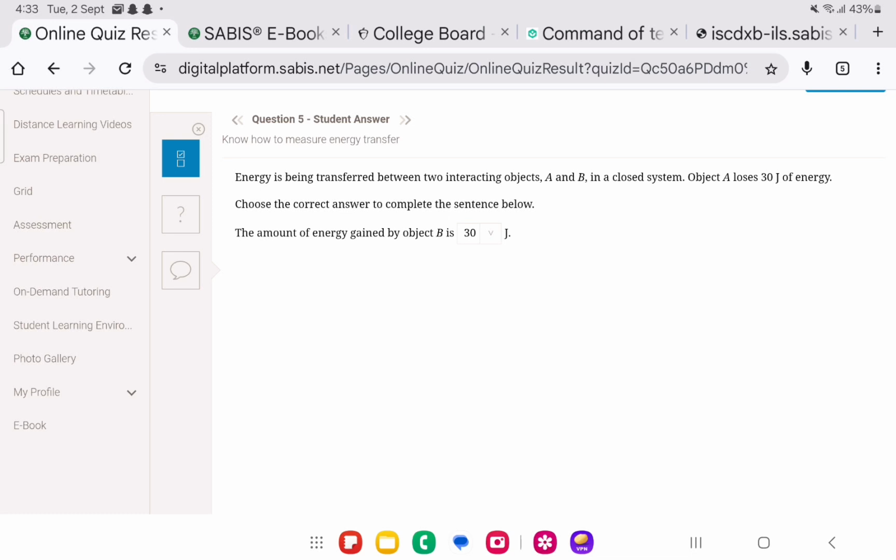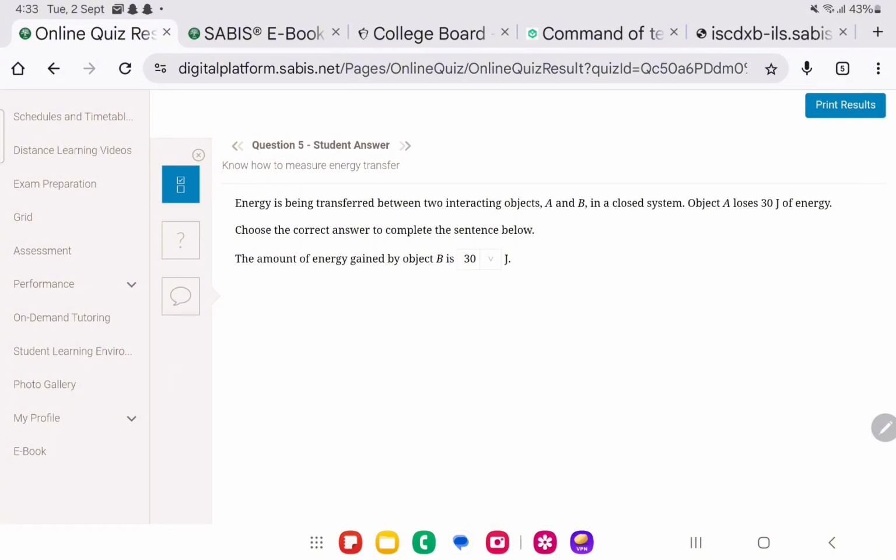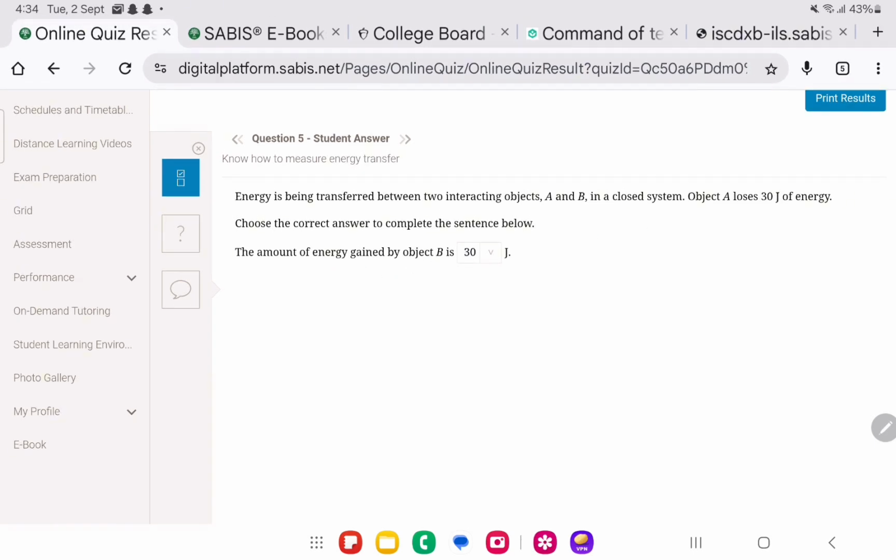So what you need to know is that in an isolated system, when an object loses energy, that energy goes to the other object. So when object A loses energy, this energy goes to object B. Object A loses 30 joules, which means object B gains 30 joules. That's why they have an inverse relationship.